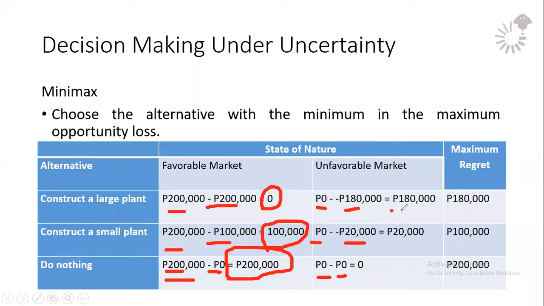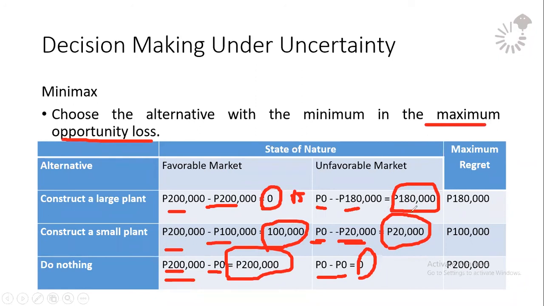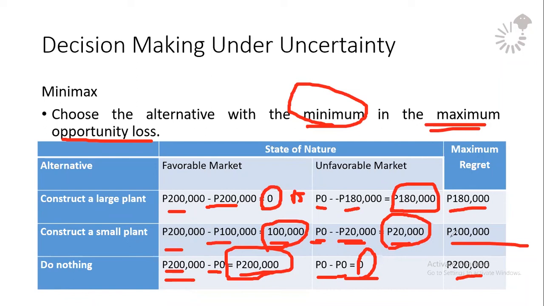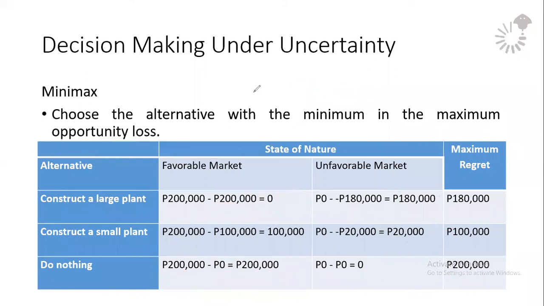0 minus negative 180,000 will give you positive 180,000. 0, the best outcome, minus negative 20,000 will give you positive 20,000. And 0 minus 0 is 0. So you get the maximum opportunity loss for each: 0 versus 180,000, 180,000. 0 versus 20,000 and 100,000, 100,000. 200,000 versus 0, 200,000. That is the maximum opportunity loss for each row. And then you get the minimum among the given. So what is the minimum? 180 versus 100 versus 200. This is your minimum. So minimax is leading us to option B.